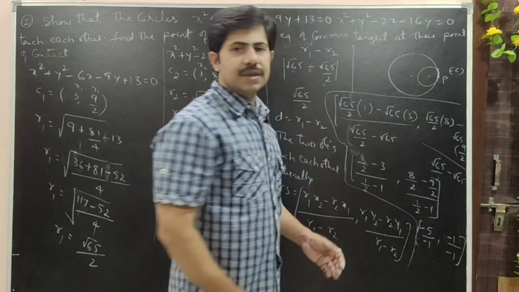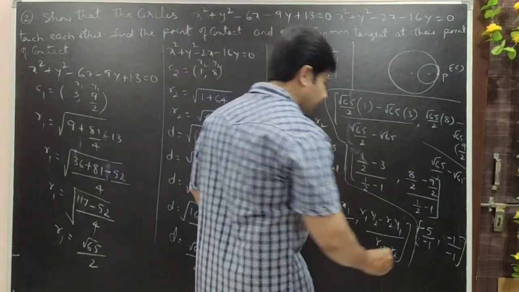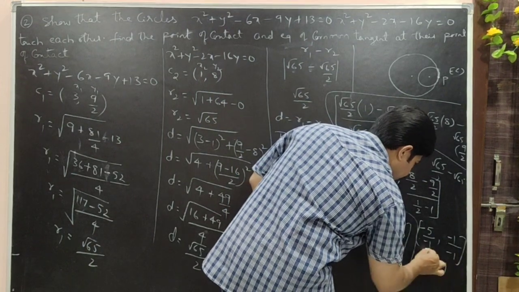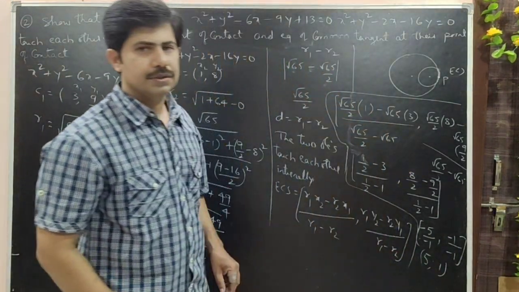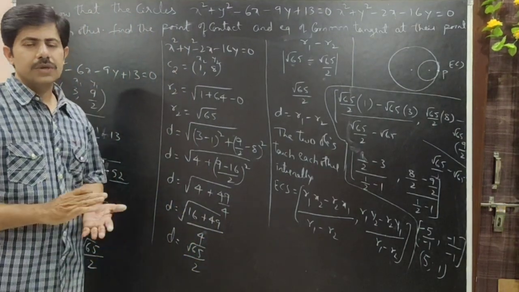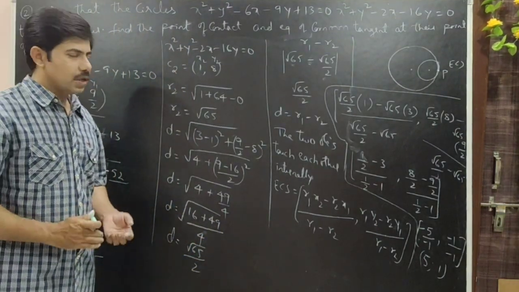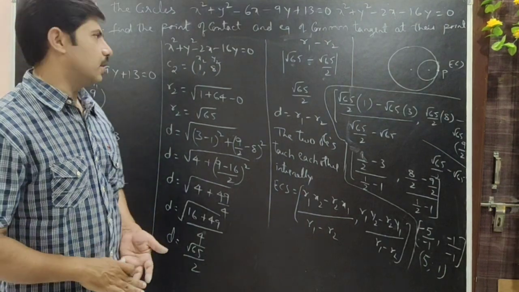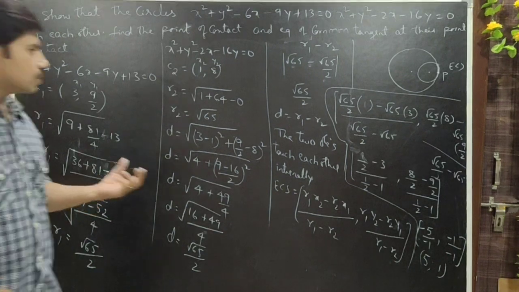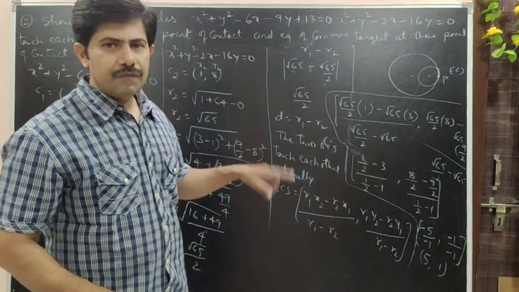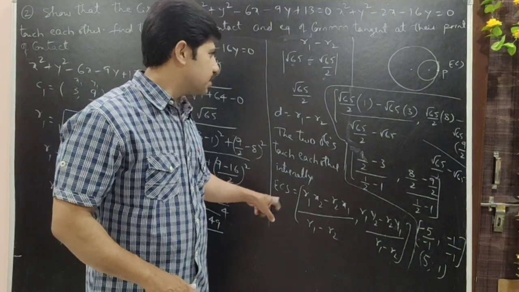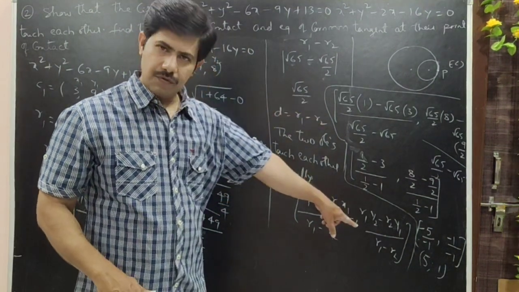Okay, so what is the point of contact we are getting? The point of contact is nothing but 5 comma 1. This is the point of contact. First we have to prove the two circles touch each other, either internally or externally. Here, in this case, we are getting D is equal to R1 minus R2. So two circles touch each other internally. If two circles touch each other internally, the point of contact is nothing but ECS. So after finding ECS, we got 5 comma 1.